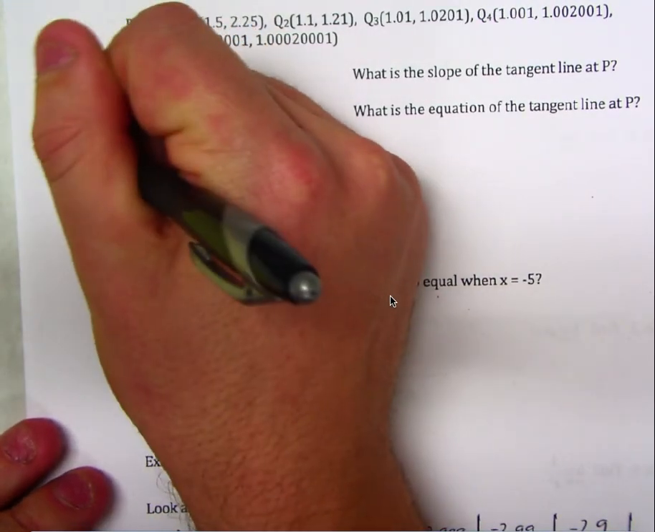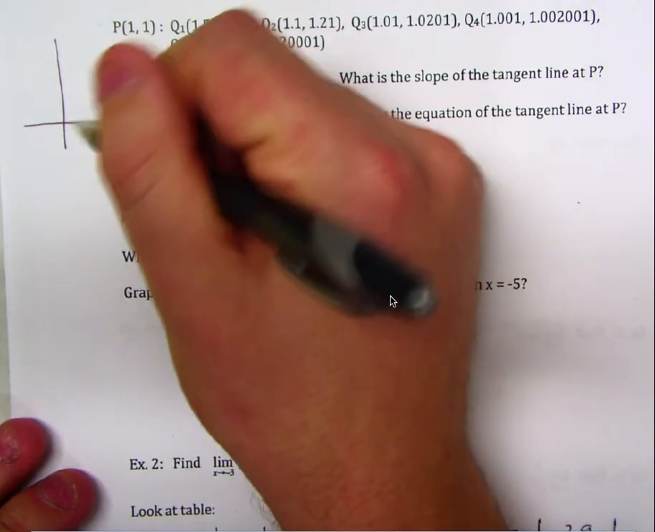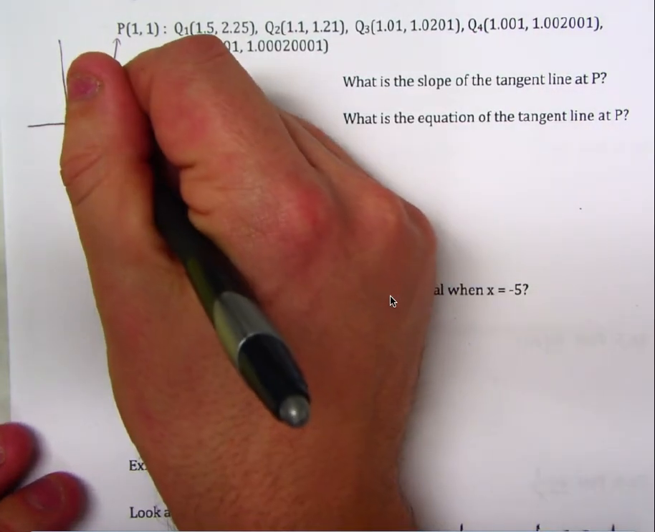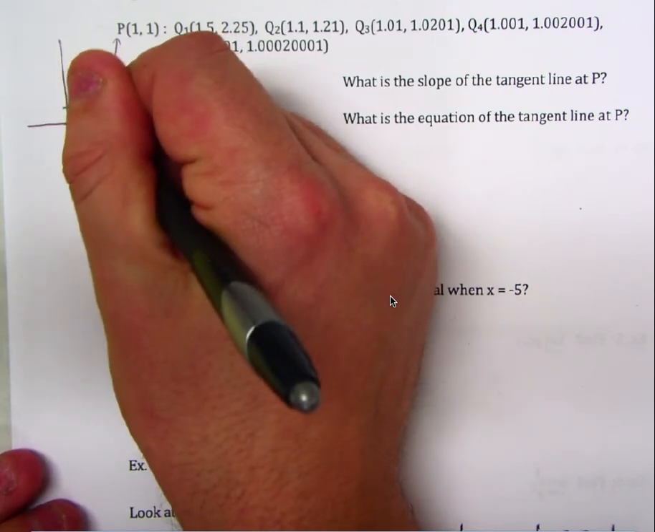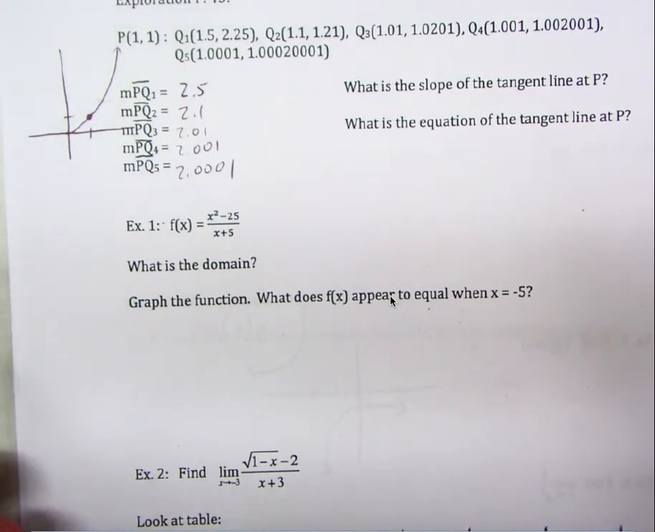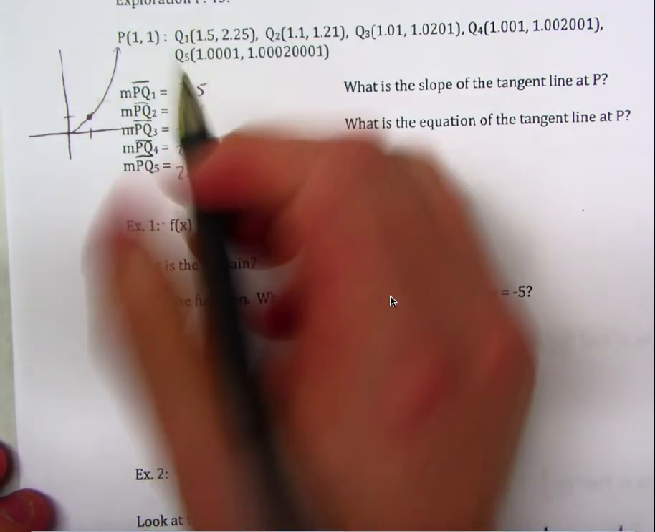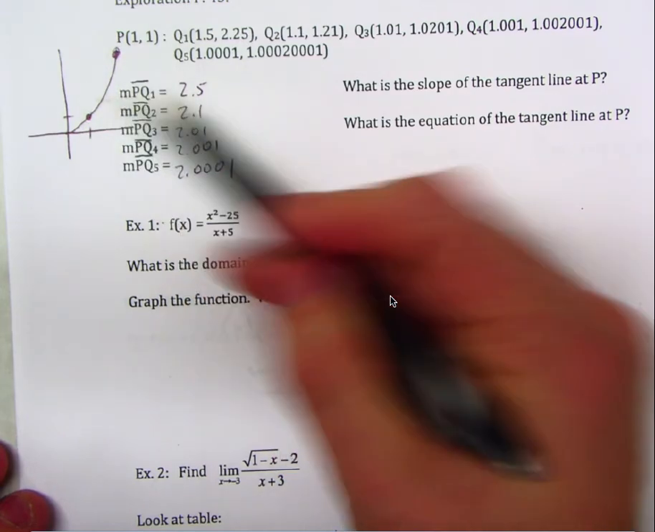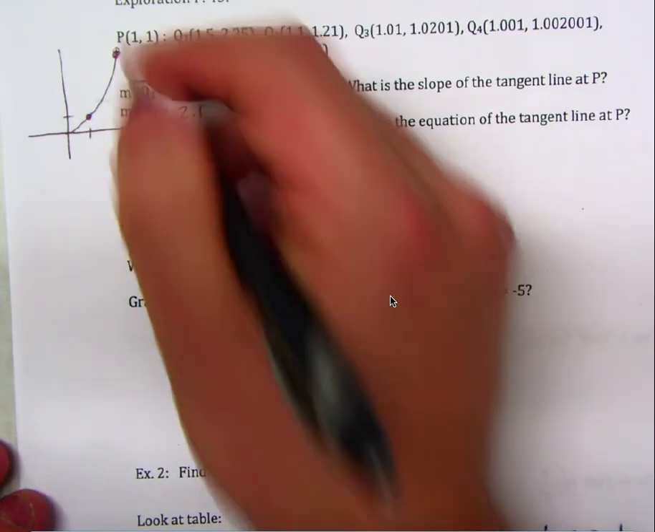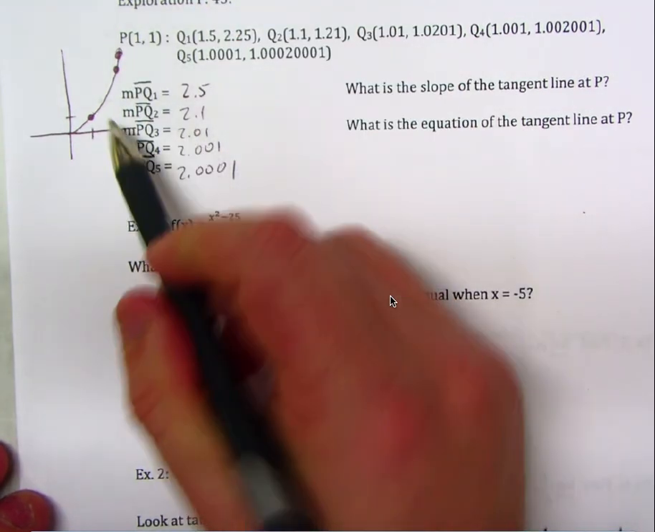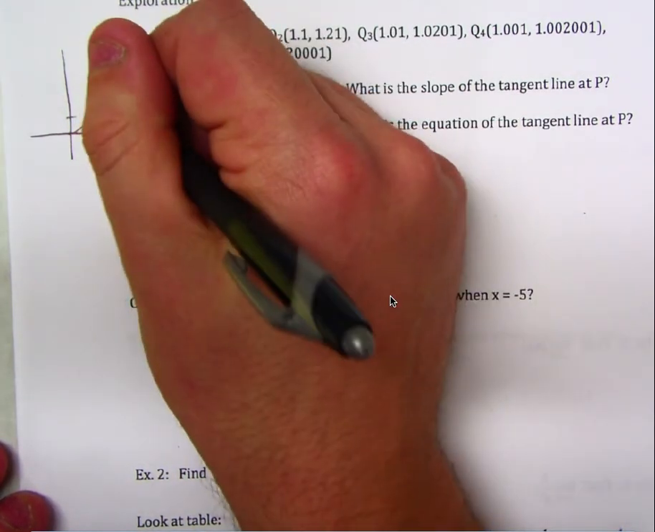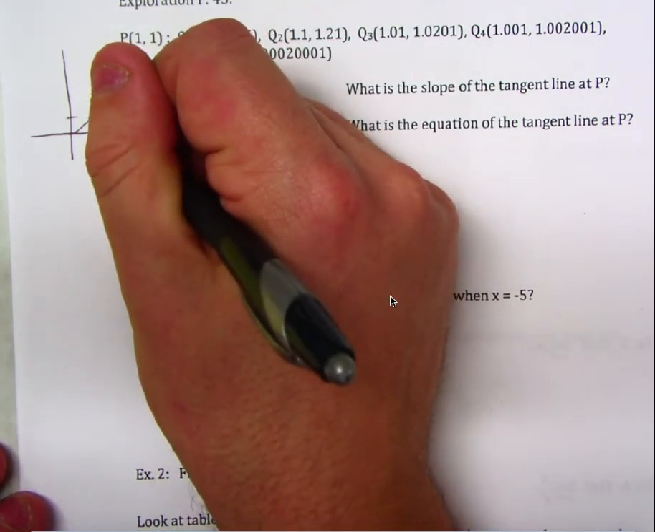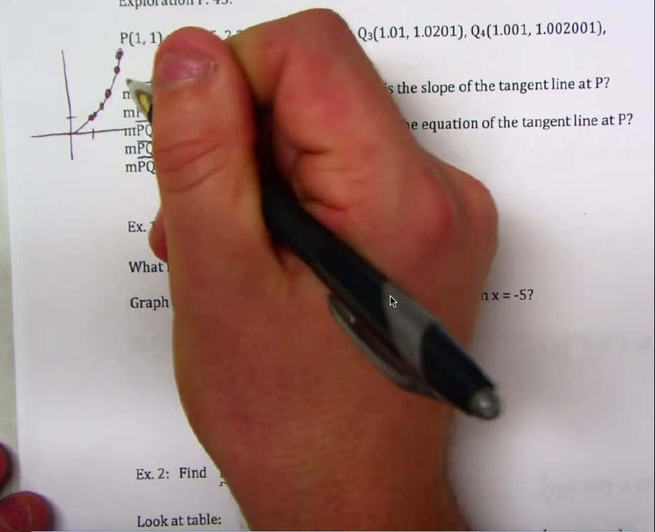And what's happening is this. If I roughly sketch the graph of x squared, and P is at 1, 1, so let's say 1, 1 is right here. Q1 is right here. So when we calculate the slope between P and Q1, we get 2.5. And then we move Q2 a little closer, and we get a slope of 2.1. And then we move Q3 a little bit closer, and that slope would be 2.01. And then Q4 is even closer, and then Q5 is even closer. And so you can get a visual here.